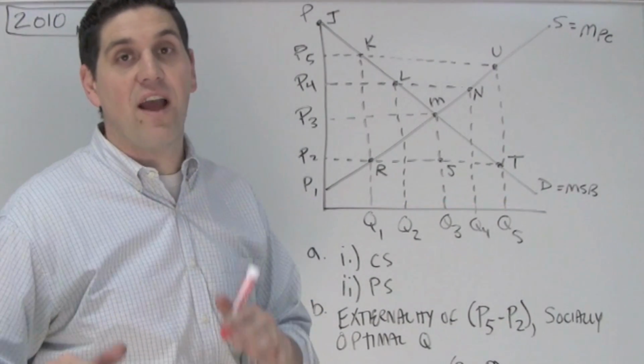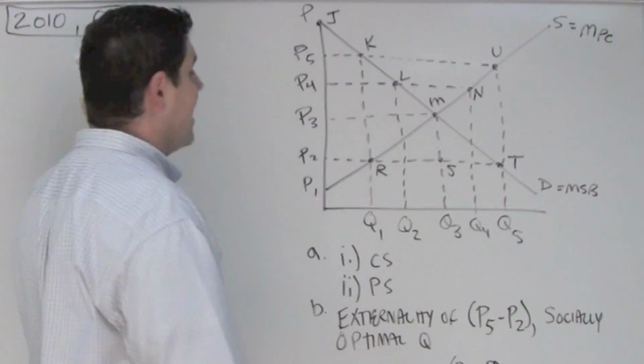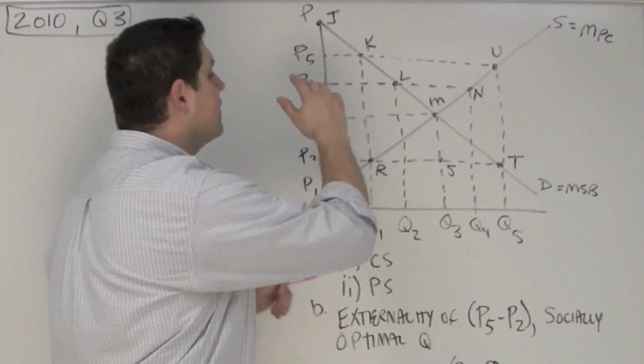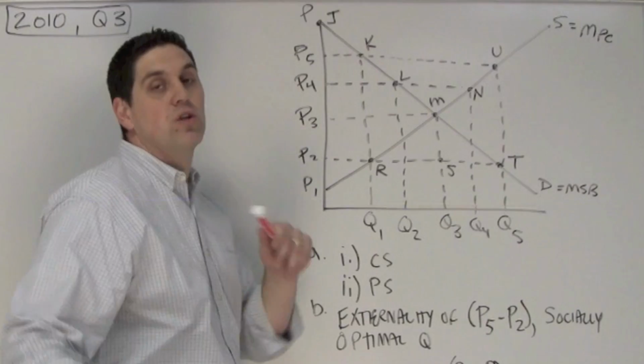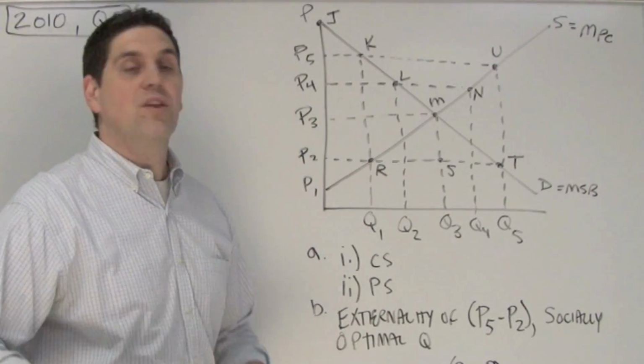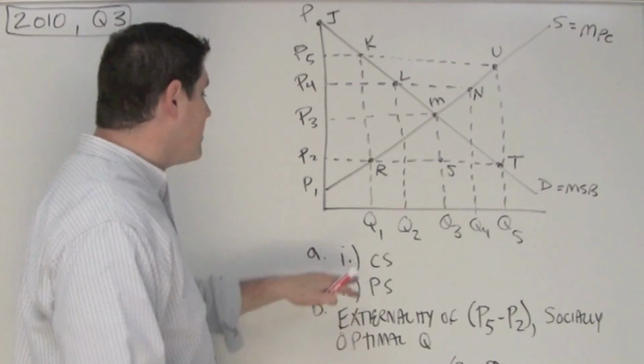Here's another great negative externality question coming from 2010, question 3. It gave you the graph, the demand and supply, gave you these points, the prices, and it told you this good has a negative externality. At the original equilibrium, before the government gets involved, what's the consumer surplus?